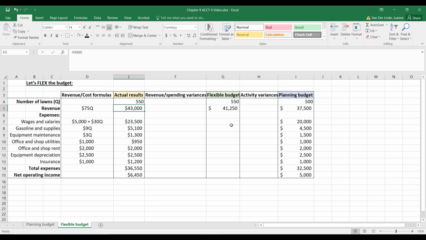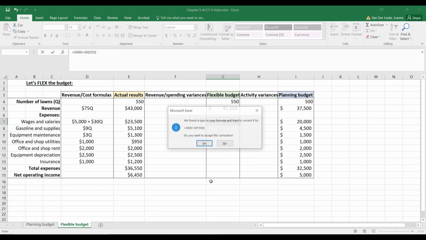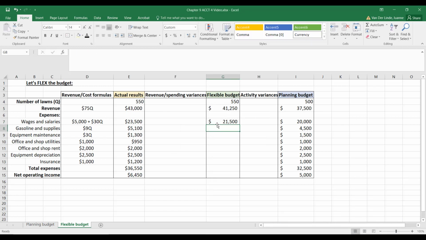So before we find any variances, let's complete all of our expenses here first. What should our wages and salaries cost have been when we actually mow 550 lawns? Well, we take that cost formula, we start with the fixed element of $5,000 and add in the variable element, which is $30, times the activity level, which in this case is 550 lawns. So we can see here that our wages and salaries should have been $21,500 when we actually mow 550 lawns.